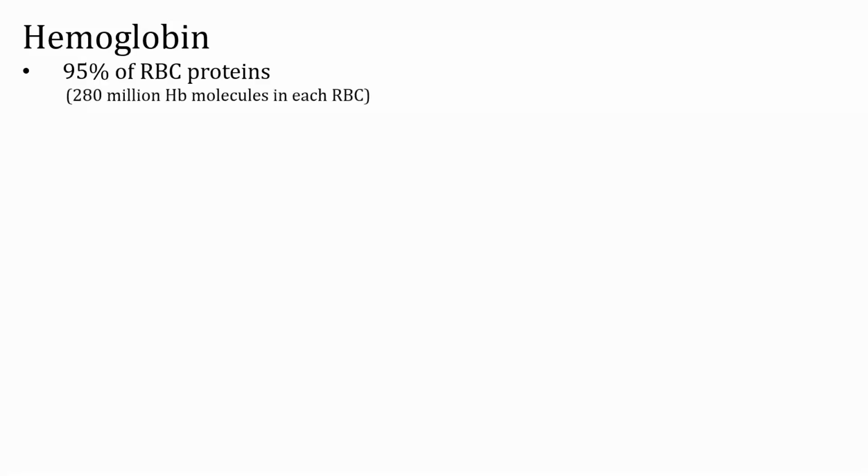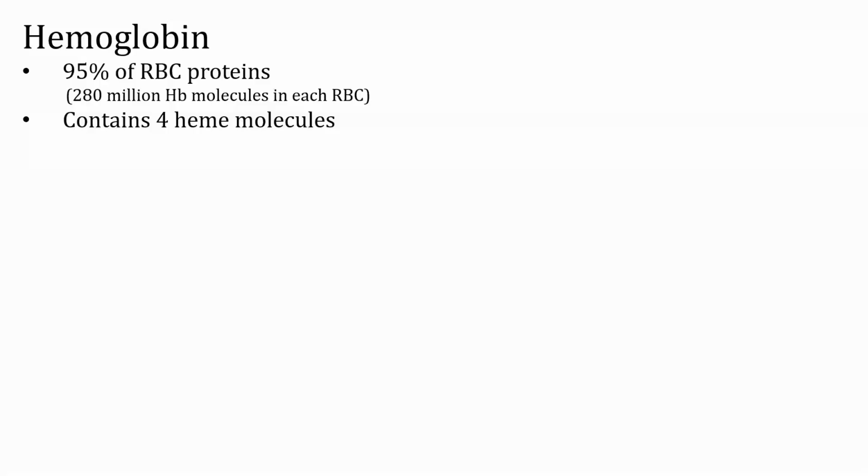All right, let's talk a little bit about hemoglobin. Hemoglobin is essentially what is in a red blood cell. 95% of all of the red blood cell's proteins are hemoglobin. So really a red blood cell is just a big sack of hemoglobin. There are about 280 million hemoglobin molecules. Each hemoglobin molecule can carry 4 molecules of oxygen. So that means that there's like a billion molecules of oxygen that one red blood cell can carry.